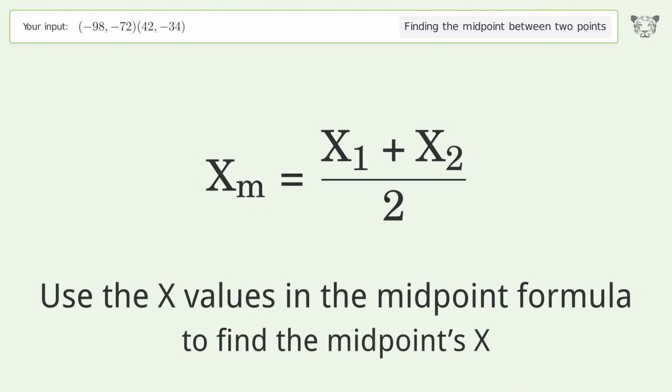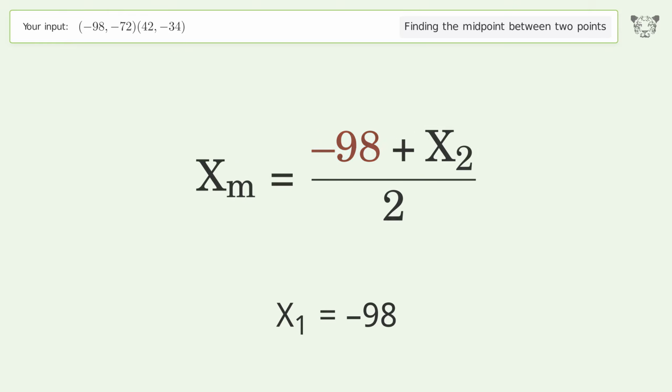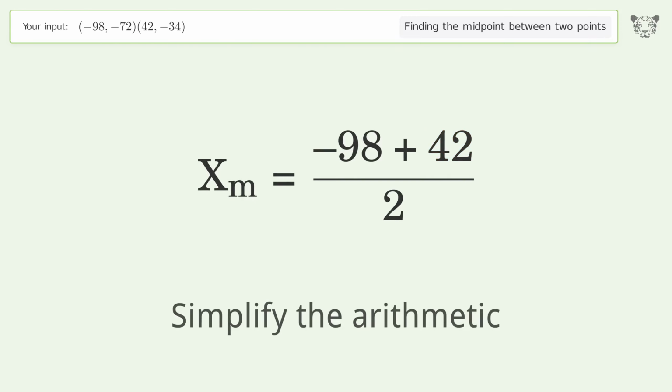Use the x values in the midpoint formula to find the midpoint's x. x1 equals -98. x2 equals 42. Simplify the arithmetic.